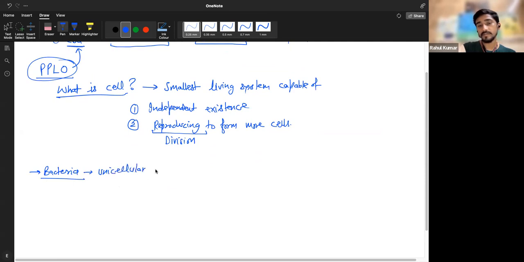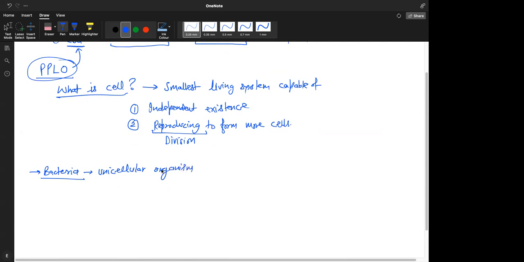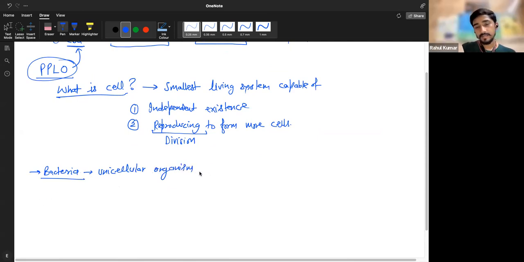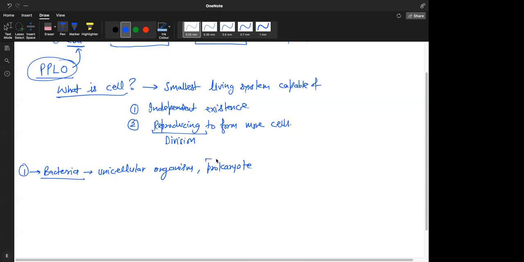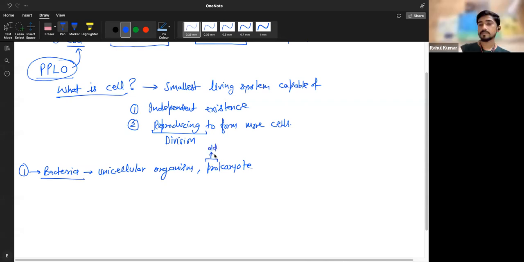What does the word unicellular mean? Single cell. Yes, the word uni means single. And it is a prokaryote, right? You only told me this. What is a prokaryote? Pro means old. Karyotic means nucleus. Perfect. Yes. So old or primitive, and the word karyon is for nucleus. So prokaryotes have a primitive nucleus. Okay, you can write down. It means a cell without a well-defined nucleus. Right?